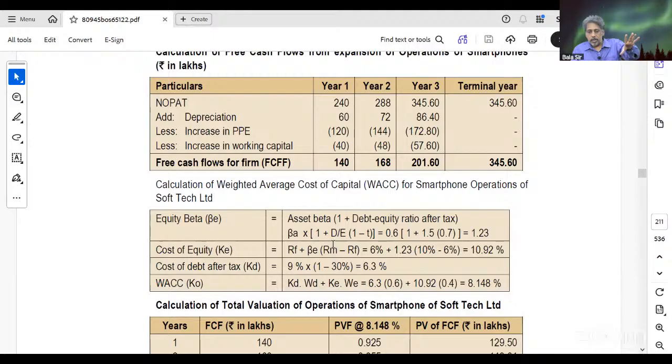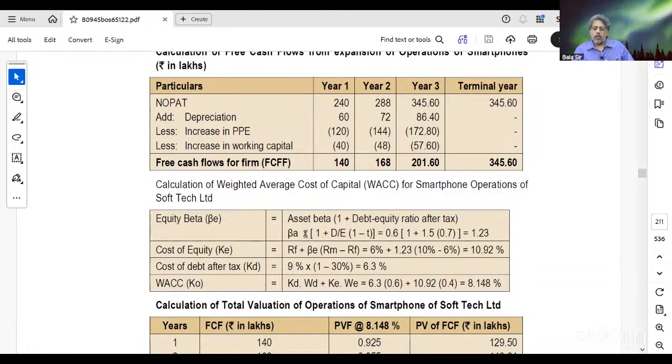In fact, a similar sum is there in AFM also in the chapter business valuation. This formula flows from the formula given by two very popular authors. You would have done this at intermediate level in the chapter on capital structure theories, Franco Modigliani and Merton Miller, Nobel laureates. So it flows from that. Now you take the asset beta into 1 plus debt by equity after tax. Beta A into 1 plus D by E into 1 minus T is equal to 0.6 into 1 plus 1.5 into 0.7, which is equal to 1.23.